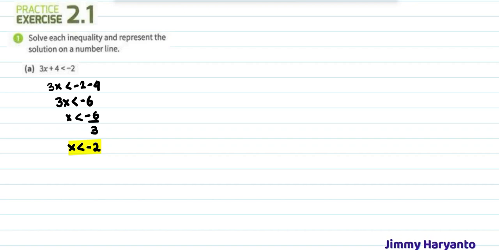Oh, we have to draw the number line also, yeah. So the number line will be like this, negative 2 to the left. There we go.